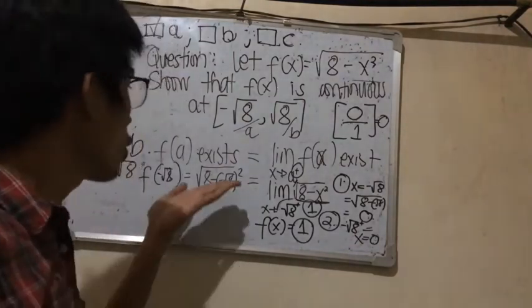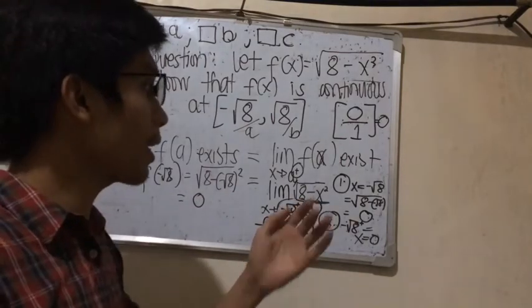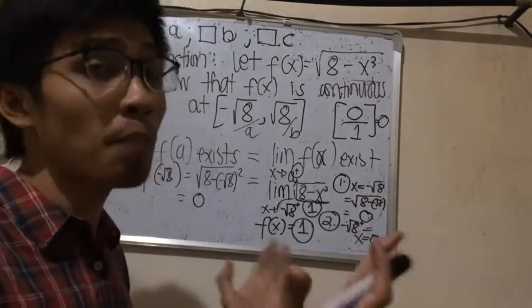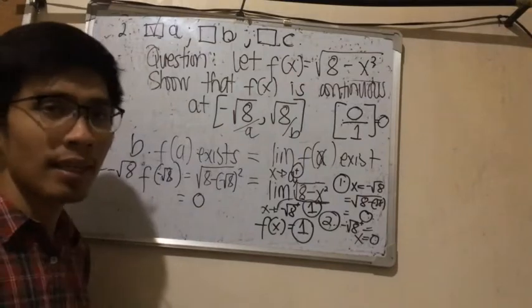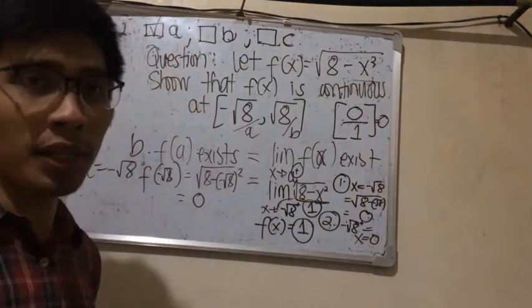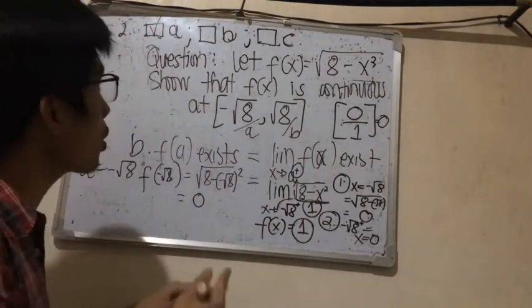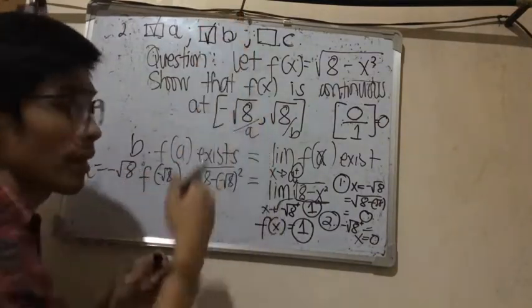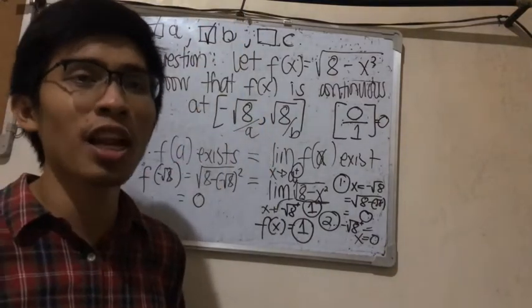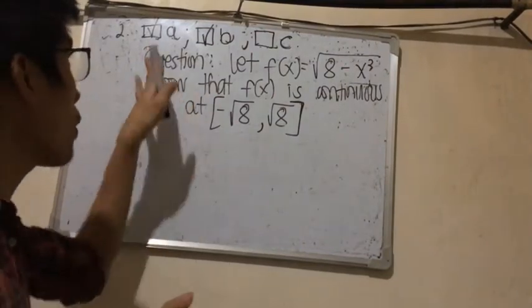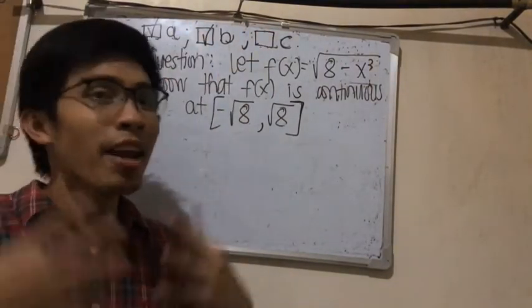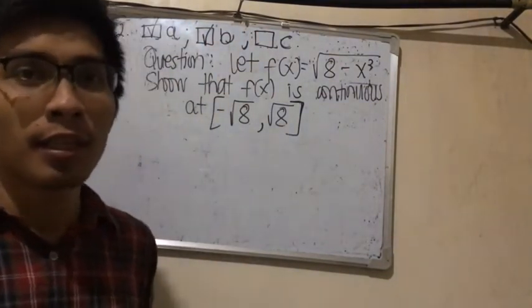Again, first check if it exists. Second, the limit exists, and compare the results. In my case, both exist and the results are the same. In short, condition B is now checked. That's how you do condition letter B. We are done with condition A and B, and luckily, it works.